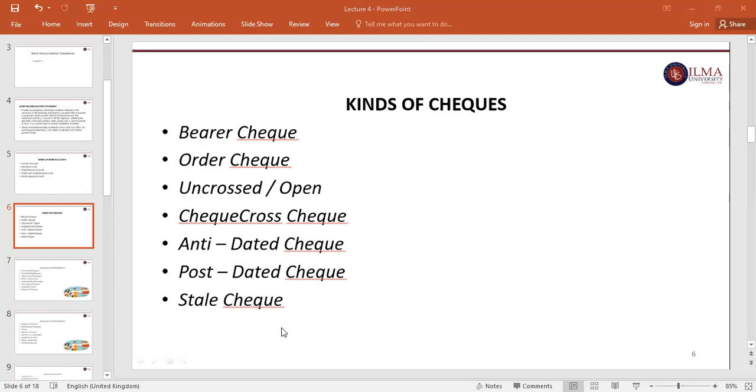Okay, moving to the next slide, there are kinds of checks. Kinds of checks are bearer check, order check, uncrossed or open check, crossed checks, anti-dated checks, post-dated checks, and stale checks. Now we'll discuss these checks in detail.